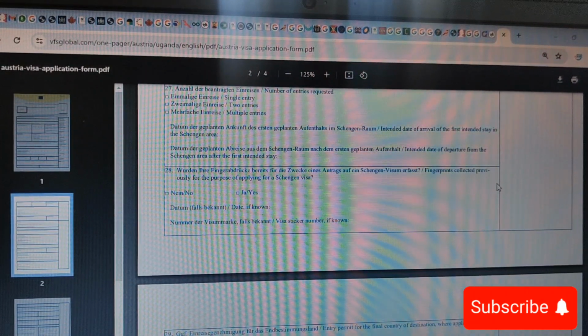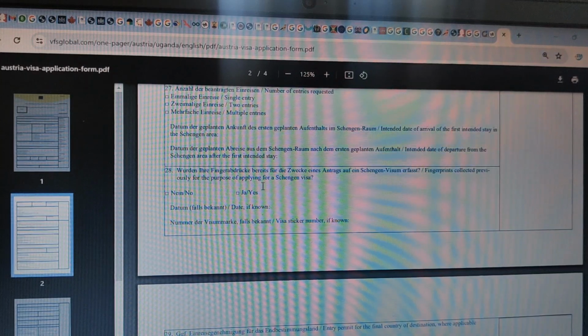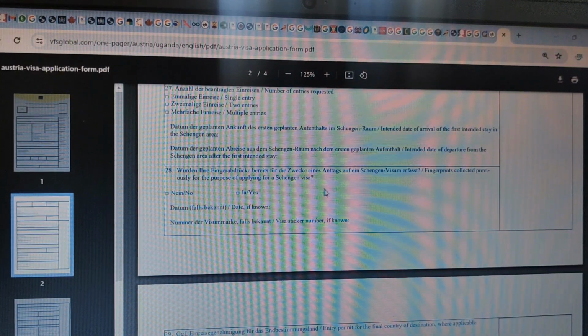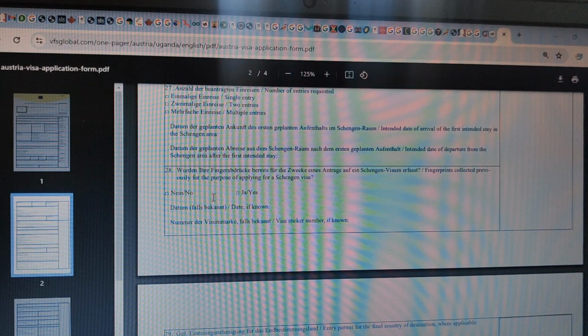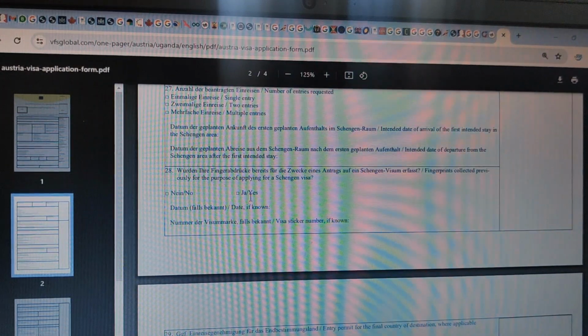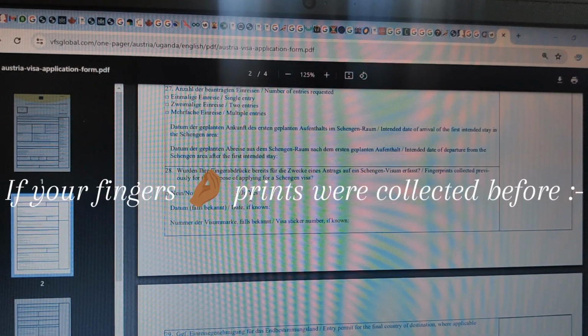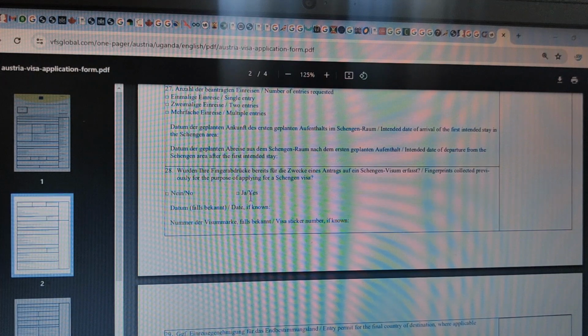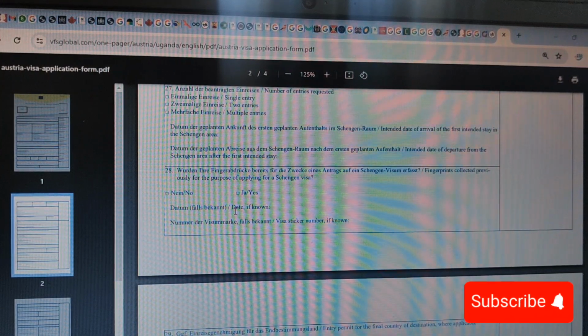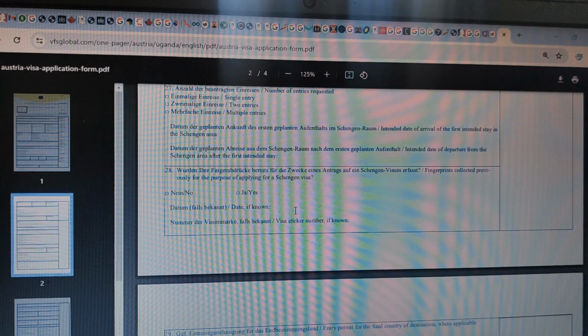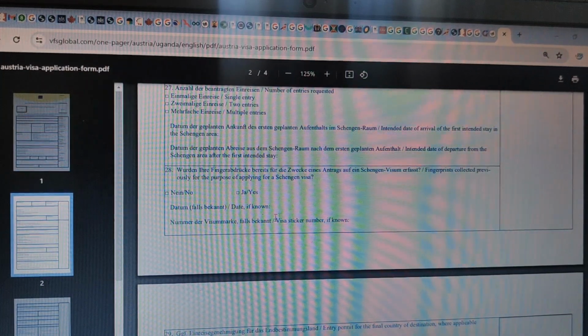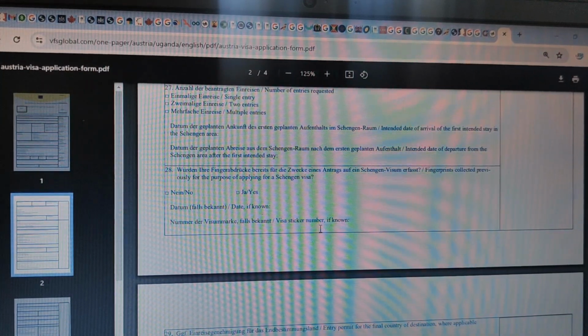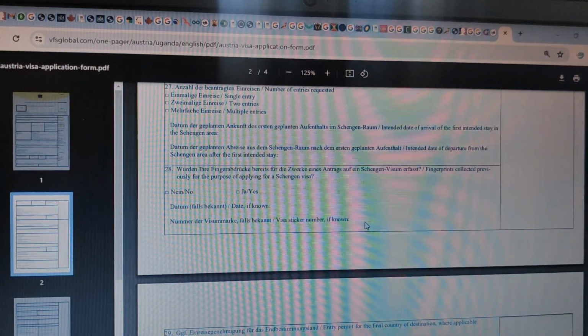Fingerprints collected previously for the purpose of applying for a Schengen visa. It is yes or no. If you have collected your fingerprints before in any Schengen embassy, you respond yes if you did. If not, it's a no. If the answer is yes, the date, if known, you have to write here the date, visa sticker number if known.